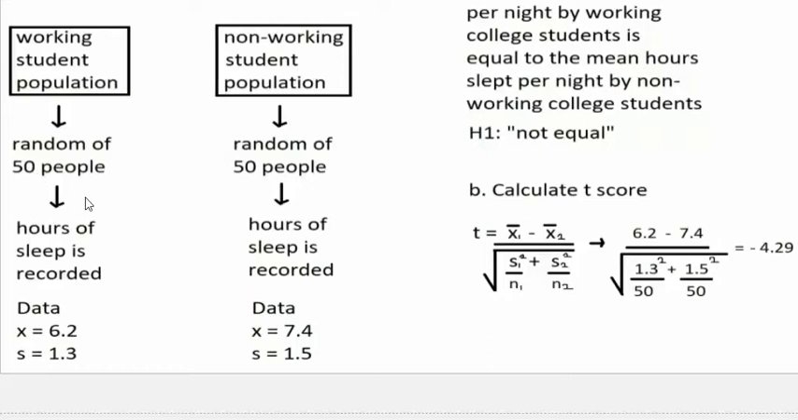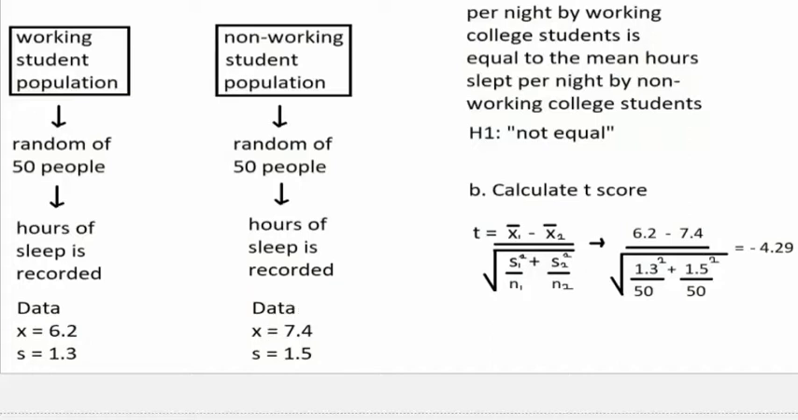Over here, we have the sample mean for the 50 non-working students. Their average is 7.4 hours, and their standard deviation is 1.5. So overall, we have the mean and standard deviation of sample 1 and the mean and standard deviation of sample 2. We're going to be using this to calculate the t-score.